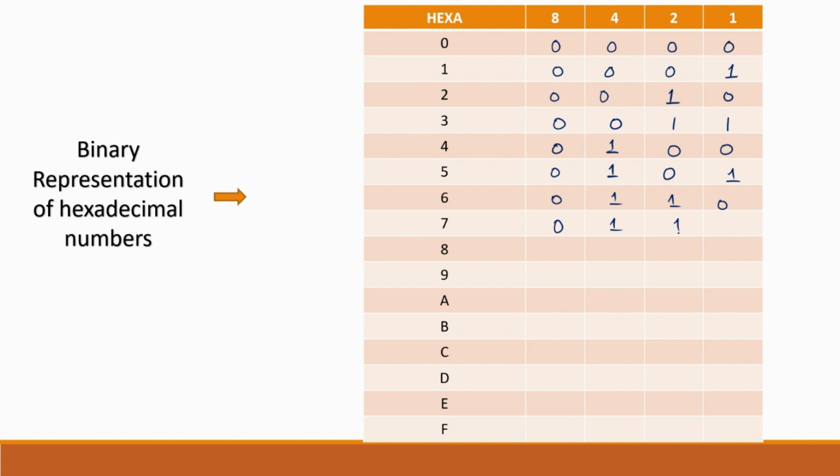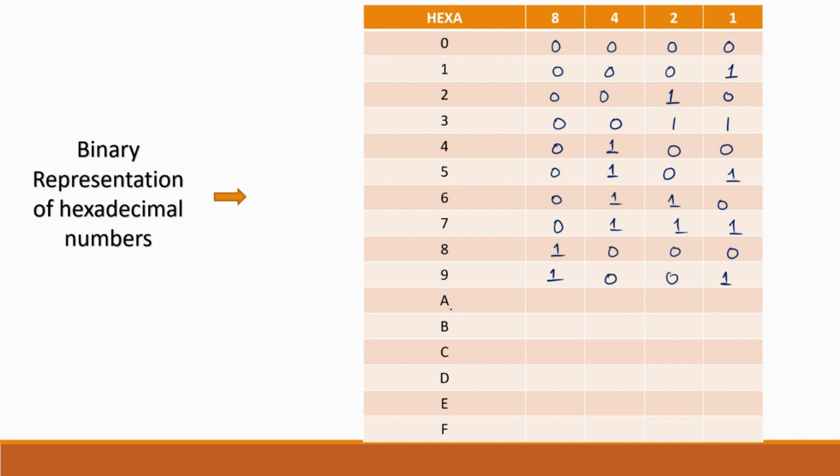So till here, it is very similar to octal because the fourth bit is essentially 0, and the remaining 3 bits are the octal representation. Then comes 8. So under 8, we'll put a 1 and the remaining bits would be 0. After that, 9 is 8 plus 1. So we'll put 1s under 8 and 1, and the remaining bits are 0.